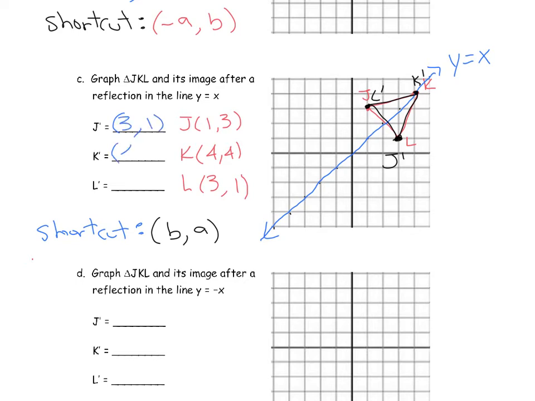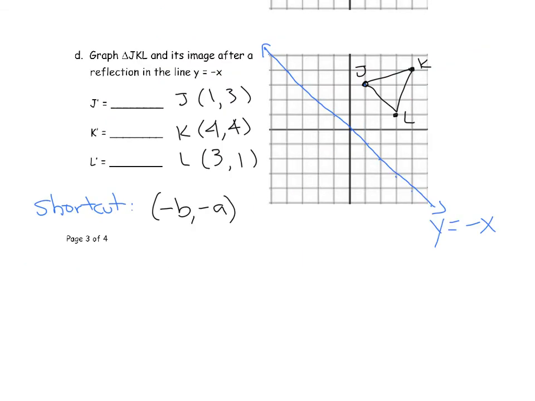K prime would be, well, what do you know? The exact same point, 4, 4. And L prime would become 1, 3. Okay, so that is using the shortcut whenever we're reflecting over a line of y equals x.